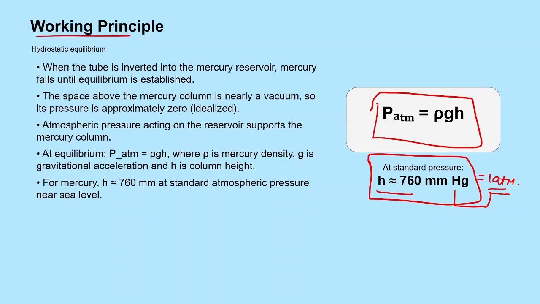So what is its working principle? When the tube is inverted into the mercury reservoir, mercury falls until equilibrium is established. The space above the mercury column is nearly a vacuum, so its pressure is approximately zero. Atmospheric pressure acting on the reservoir supports the mercury column at equilibrium. Atmospheric pressure is rho g h, where rho is the mercury density, g is the gravitational acceleration, and h is the column height. For mercury, h equal to 760 mm at standard atmospheric pressure near sea level.